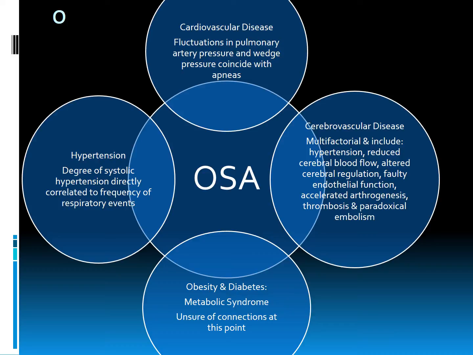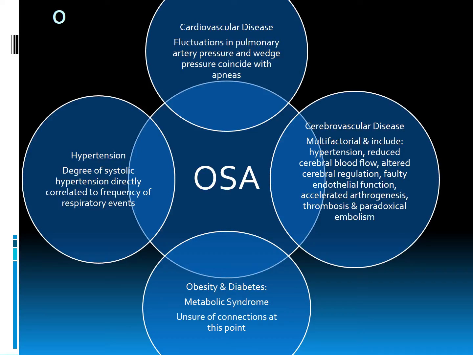Now let's look at the circle on the right, cerebrovascular disease. This is multifactorial and includes hypertension, reduced cerebral blood flow, altered cerebral regulation, faulty endothelial function, accelerated atherogenesis, thrombosis, and paradoxical embolism. OSA contributes to all of those factors, which increases the likelihood of cerebrovascular disease in response to OSA. So there's a high correlation between those two. Cerebrovascular disease, remember, this is just a stroke type of situation.